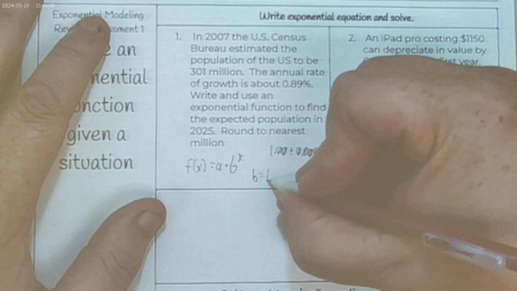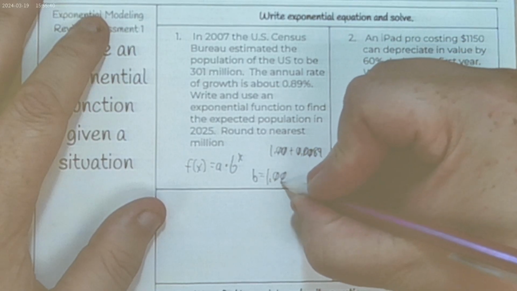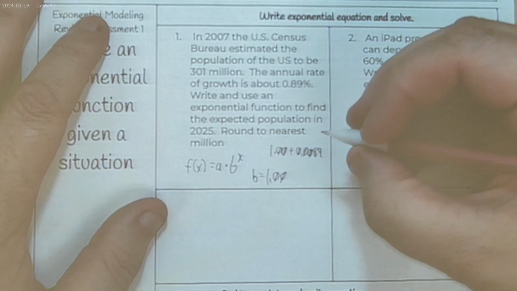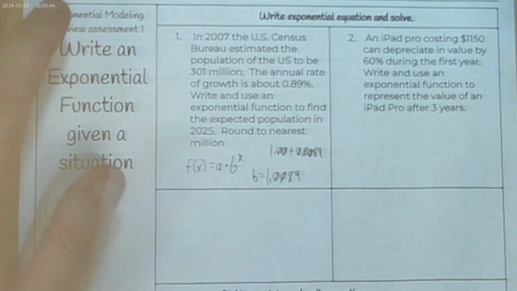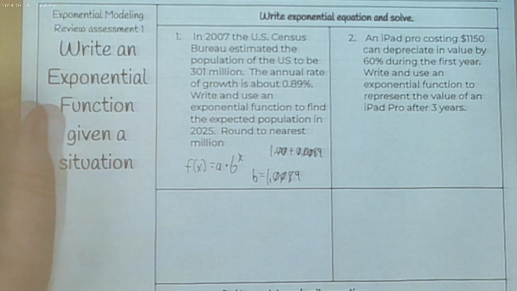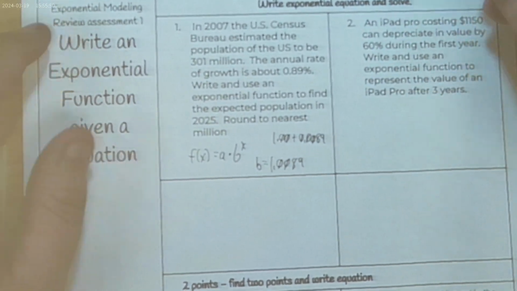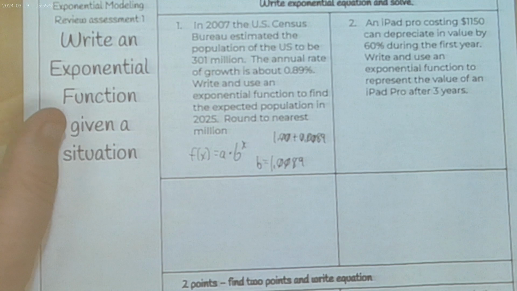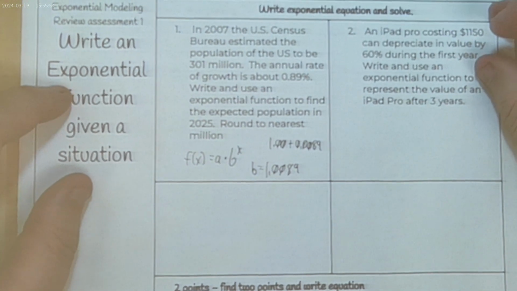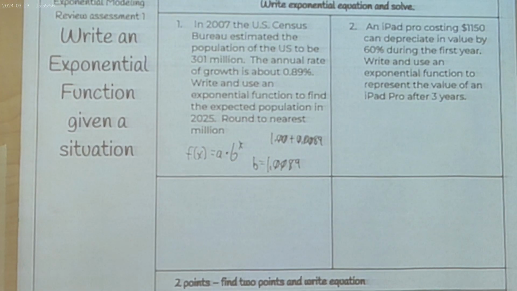So it's going to equal 1.00 89. I think that's what that, yeah. 0.89%. Yeah, okay. So now we have 1.0089. That's our rate of growth. Now we've got to figure out what our A is. We have to figure out what our X is.